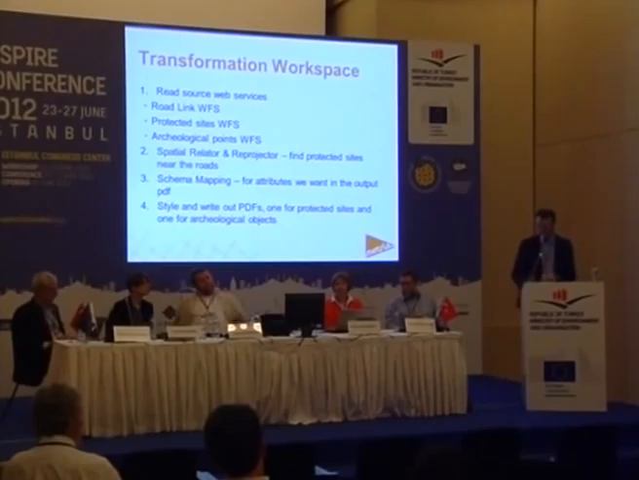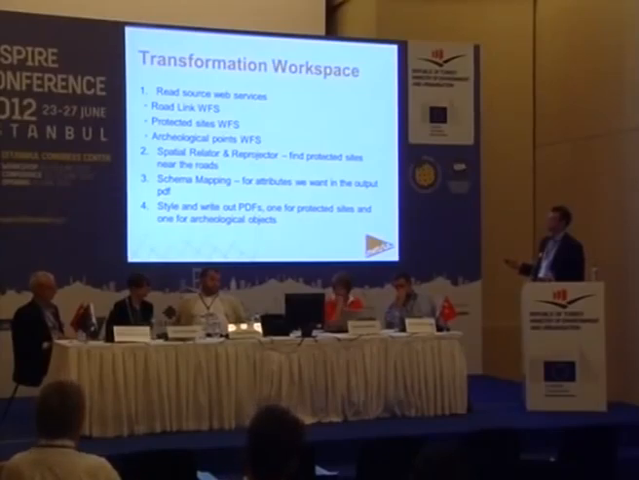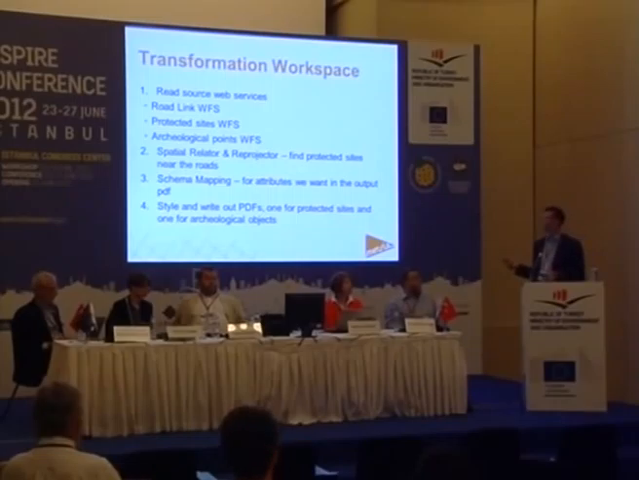So there you can see the inputs. We've got the road links from WFS. So these are basically three different WFSs. And what we do, first of all, is we use the spatial relation. So we have to actually reproject the data to get it in the same spatial frame, and then find all of the archaeological points and protected sites that are within a buffer of those road links. And then once we've found the objects of interest, we need to do a schema mapping, because we don't need the entire Inspire schema in the output data. The consumers of this, the planners that are doing the evaluation, are mostly interested in maybe some object type and name information. And then we need to style the output and write it out to separate PDFs.